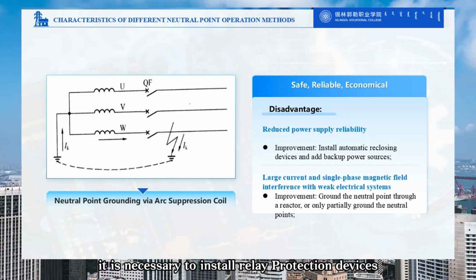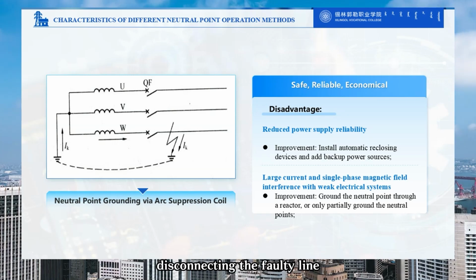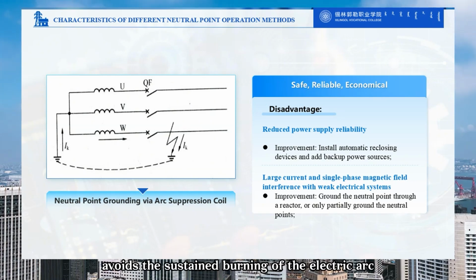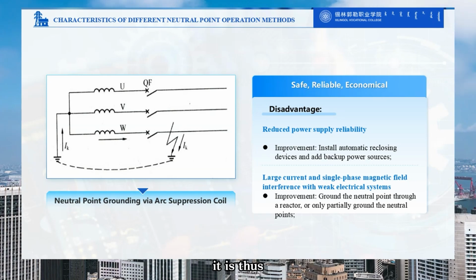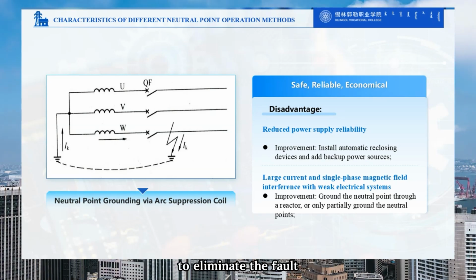It is necessary to install relay protection devices at this time. When a grounding fault occurs, the protection device trips and acts, disconnecting the faulty line. Supply reliability is low. Of course, it simultaneously avoids the sustained burning of the electric arc at the grounding point due to its tripping and power stoppage. It is thus inferior to the previous 2 operational modes, because the previous 2 operational modes can operate for 2 hours, providing sufficient time for staff to eliminate the fault.